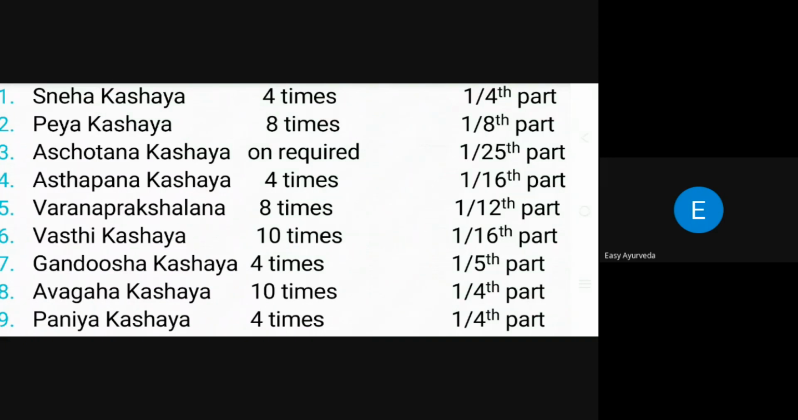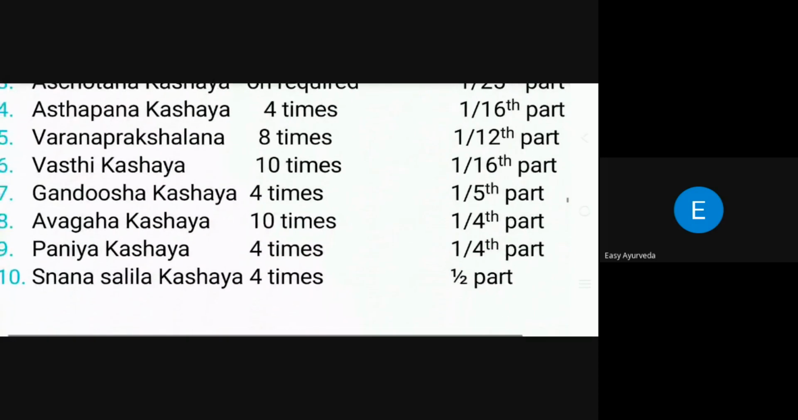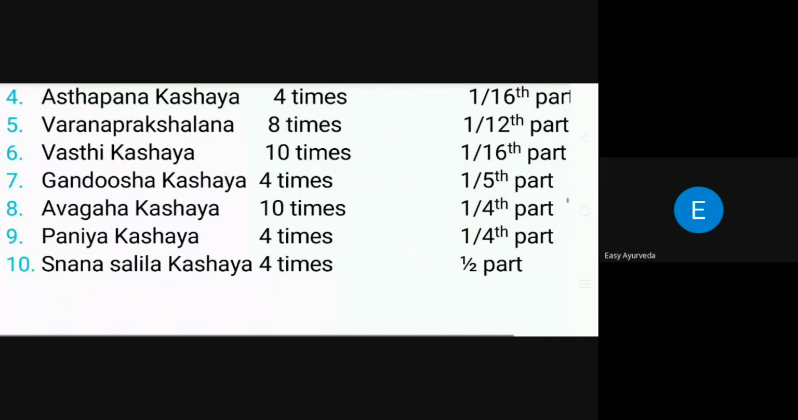Here the preparation has been mentioned: 4 times of water, and it has to be reduced to 1/5th part. Avagaha Kashaya is one type of Sveda where we pour the Kashaya dravas on the patients. Here the preparation has been said: 10 times of water should be taken with 1 part of the drug, and it should be reduced to 1/4 part.